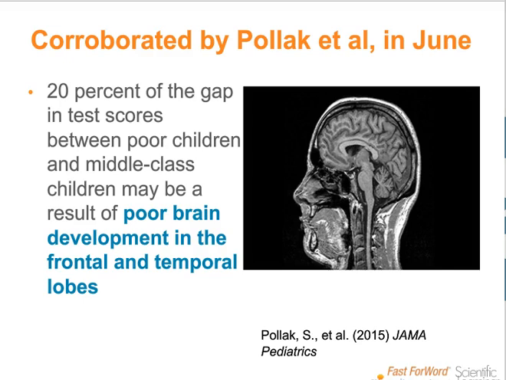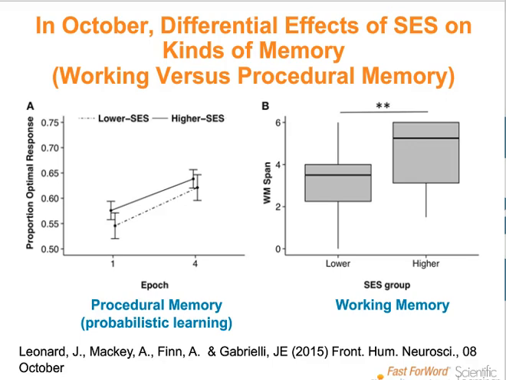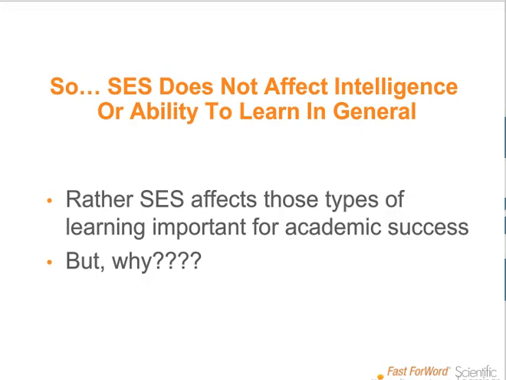Pollack also published research in June of this year that continued to corroborate this research, showing that a 20% gap in test scores between poor children and middle-class children seems to be related to the brain development in these specific parts of the brain that are important for learning. And then in October, so you can see all this research has been coming out very avidly, another study done out of Gabrielli's lab by Leonard showed that socioeconomic class specifically affects memory, that one of the biggest impacts is auditory memory, visual memory, and the ability to hold on to information. And if there's anything you need to do well in school, we all know it's to remember and to hold on to what a teacher says and to what you've read.